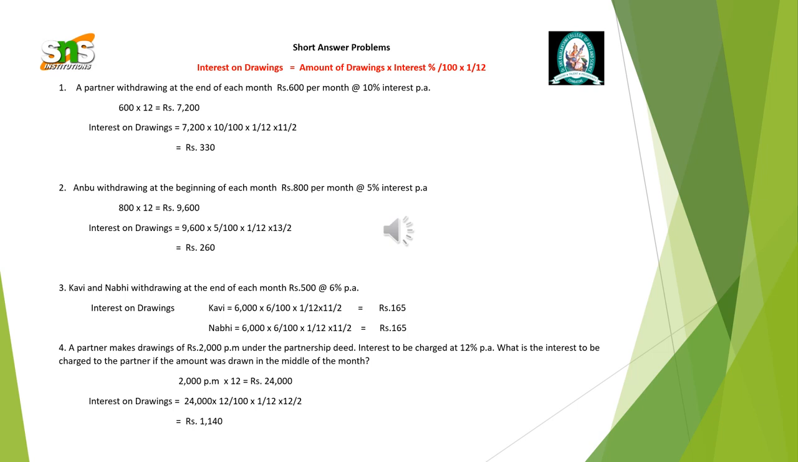6,000 into percentage, 6 divided by 100, into 1 divided by 12, into 11 by 2 when it is at the end of the month. So it will be 165. Same way Nambi is also doing the same thing. Again, 6,000 into 6 divided by 100 into 1 by 12 into 11 by 2. So it will be 165.